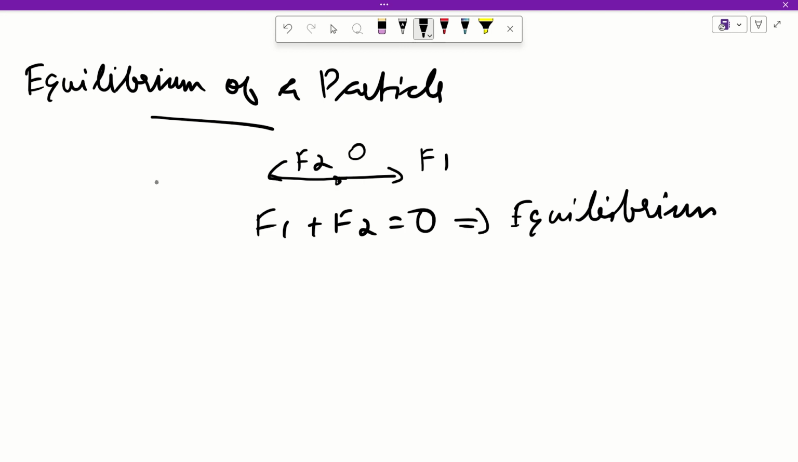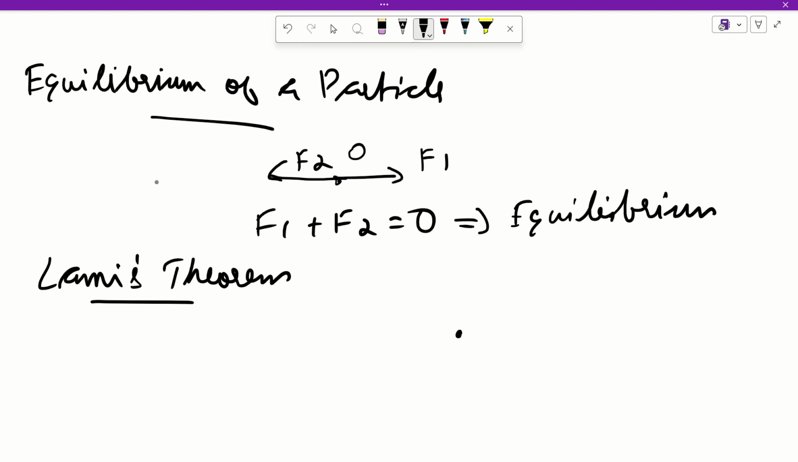The next one is an important theorem which is called Lami's theorem, which you guys have studied in earlier standards. It states that if three forces acting on a particle are in equilibrium, then each force is proportional to the sine of the angle between the other two forces.